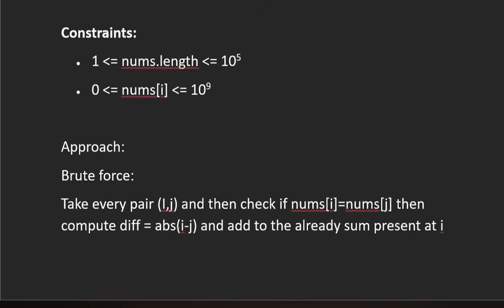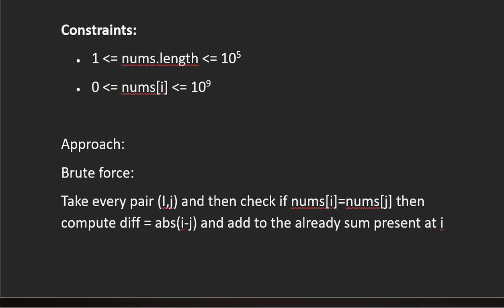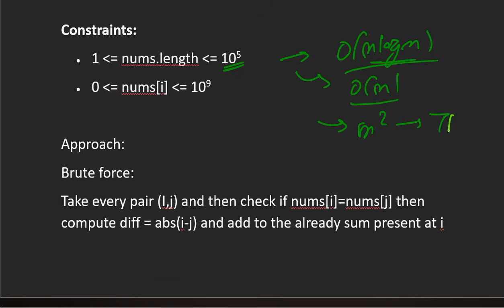So let's see the constraints. The array length is up to 10 to the power 5. So we need a solution having time complexity O(n log n) or O(n). O(n squared) will give us time limit exceeded, right? And each element can be up to 10 to the power 9.